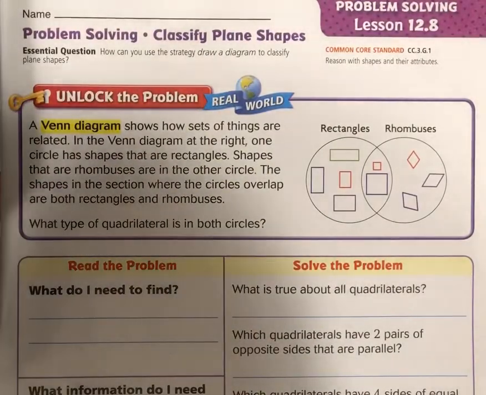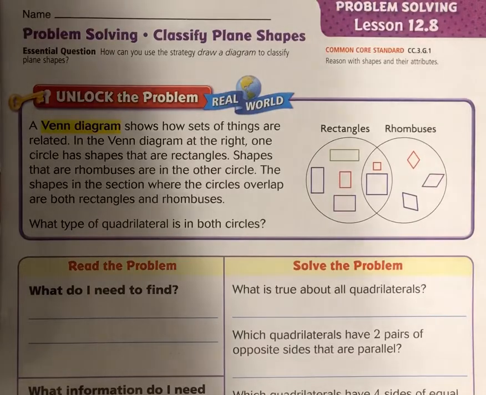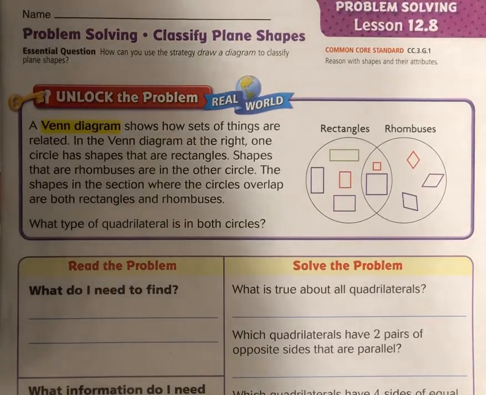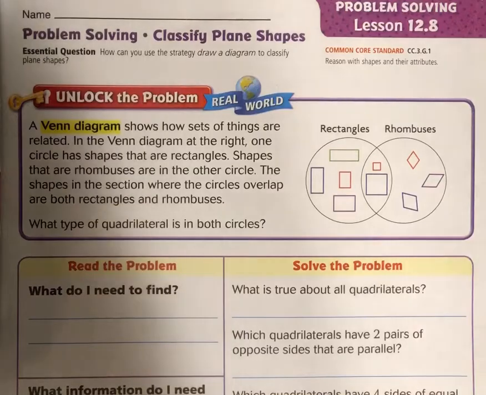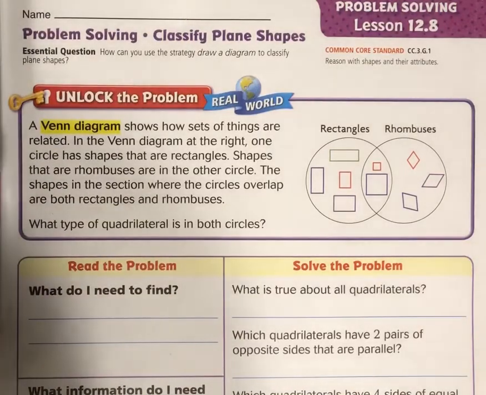So we're going to do problem solving classifying plane shapes, lesson 12.8. The essential question: how can you use this strategy, draw a diagram, to classify plane shapes? A Venn diagram shows how sets of things are related.